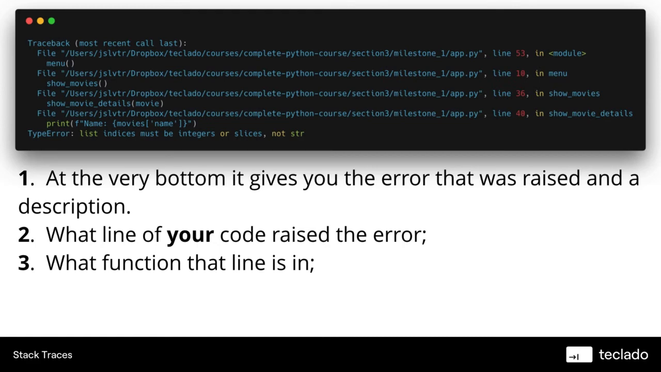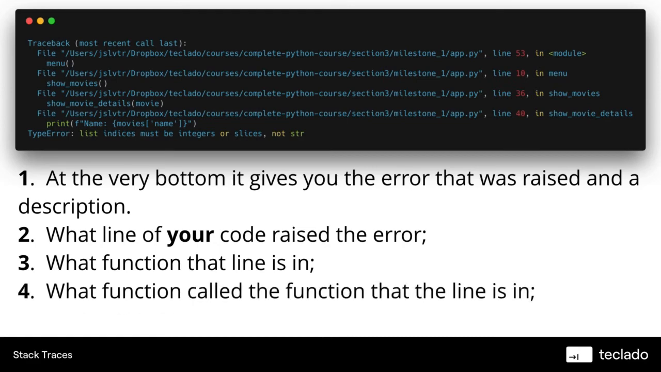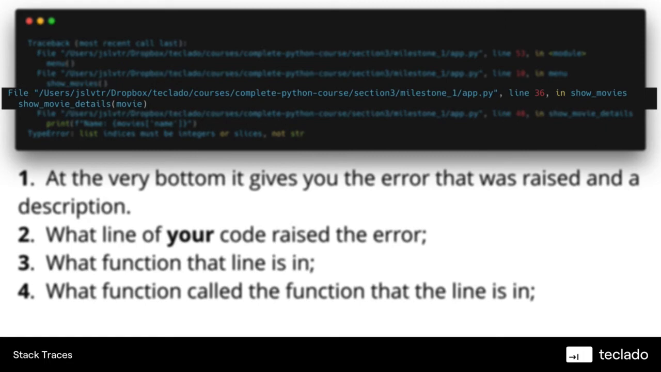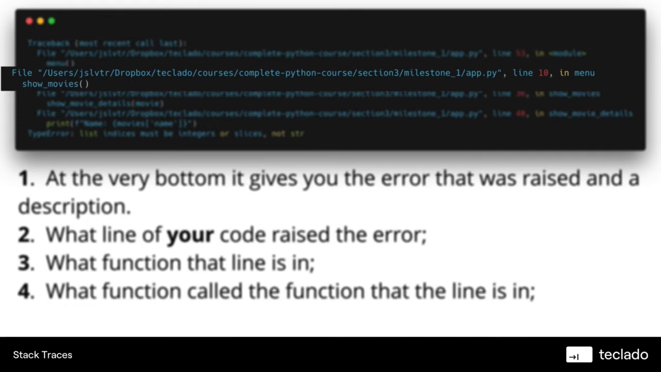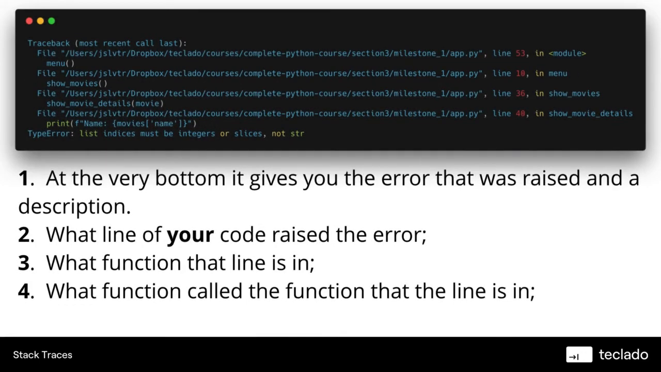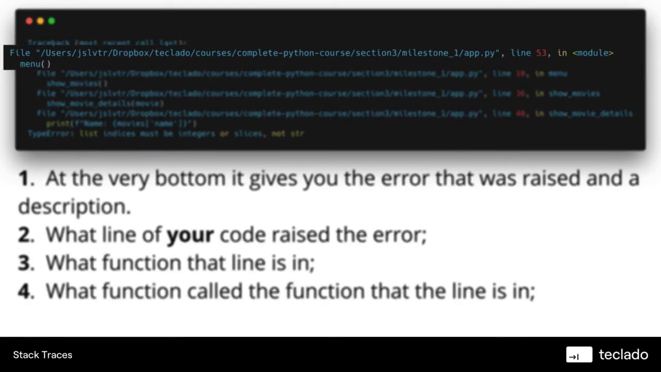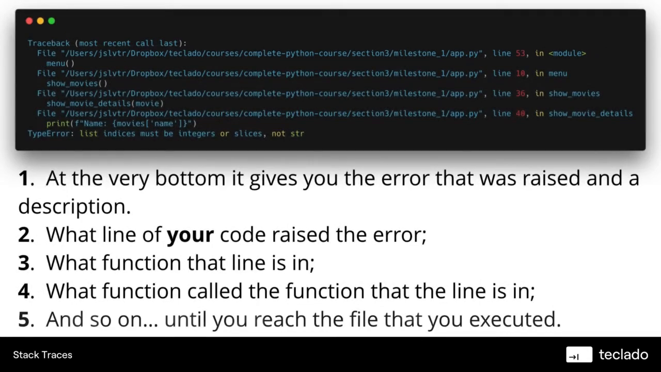Now, the line above is where that function was called. So this function, show movie details, was called as show movie details with movie as an argument, and the line directly above tells you in which function that function call happened. That's in the show movies function. The show movies function was called inside the menu function, and the menu function was called directly in the module, which is the file that we executed. So it tells you where your error happened, what function that was in, what function that was in, what function that was in, and so forth until you reach the file that you executed.